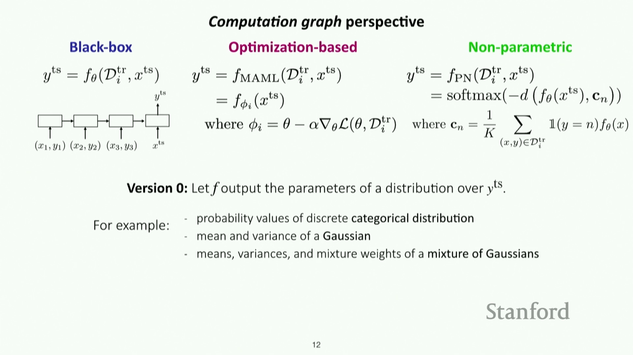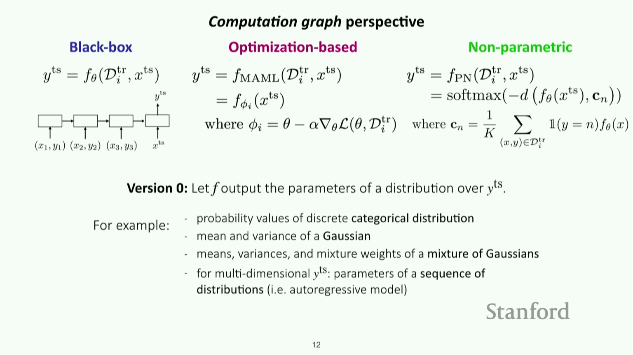Or if you have a more multimodal distribution, you could try to represent the means and variances and mixture weights of a mixture of Gaussians. Or if you want to do something more sophisticated, if you have a multidimensional output label y, then you could output the parameters of a sequence of conditional distributions to allow you to represent the joint distribution over those variables. This would be what's called an autoregressive model. And once you output the parameters of a distribution, you can then train any of these approaches with a maximum likelihood estimate, optimizing both over the mean of the distribution as well as the variance, or basically the full probability values of that distribution.